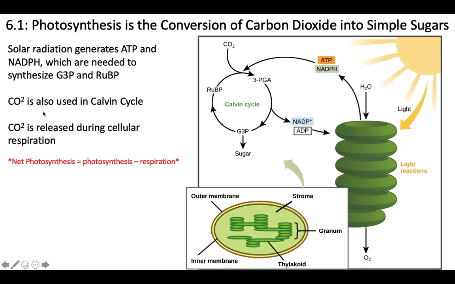Carbon dioxide is also used in the Calvin cycle and is also released during cellular respiration. An important thing to know is that net photosynthesis, the net amount of energy that is produced from photosynthesis, is going to be what's produced via photosynthesis minus what's lost from respiration. That's net photosynthesis.